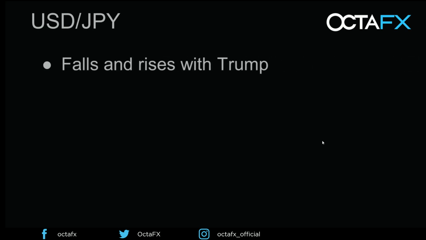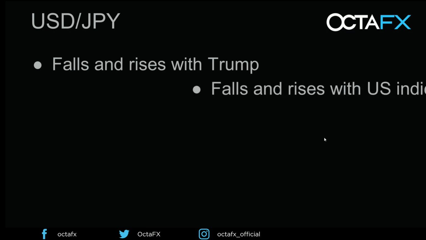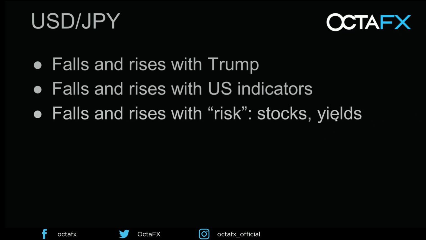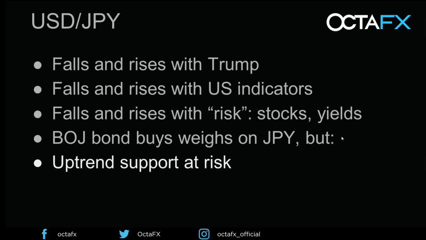Okay, dollar yen in general falls and rises with Trump. We've seen a reaction to the news that came out earlier this week, and it falls and rises with US indicators. We'll see that tomorrow for sure with inflation, maybe also today. It falls and rises with risk, stocks, yields, we're seeing this kind of correlation. And the bond buying done by the Bank of Japan does have some impact, but we're seeing the trend now more to the downside. Why? The uptrend support line is at risk. Let's look at the charts.